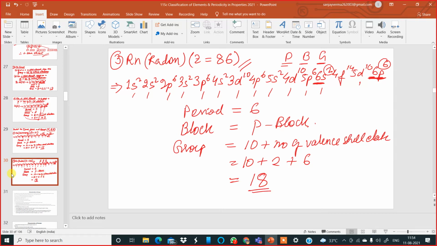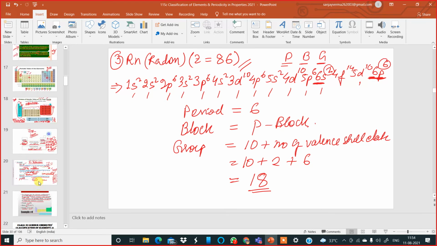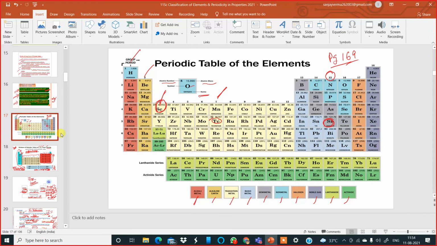Let us check our answer by going back to the periodic table. Radon is over here. Radon is over here and the group is 18. Its period is over here. What is this period? 6, no? Period 6. And it is an S block element. It is an what block? Not an S block, a P block element.